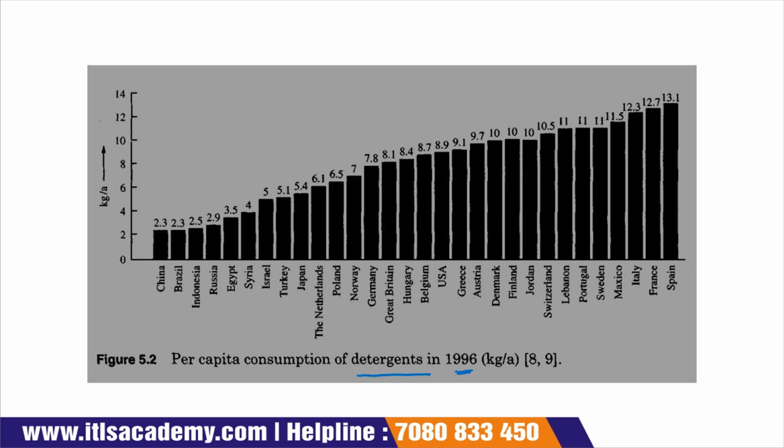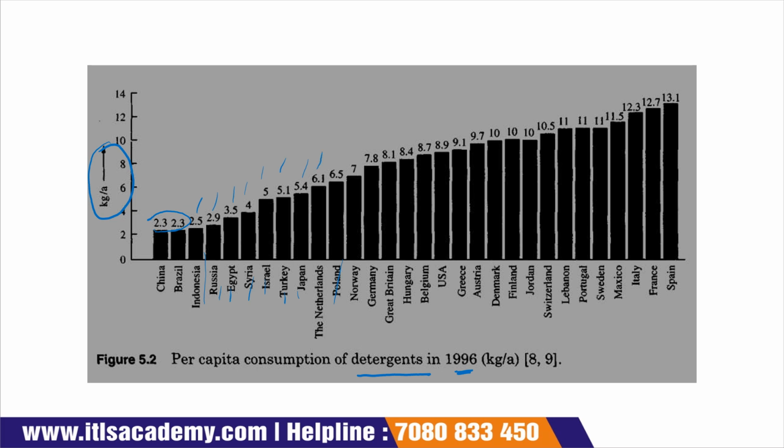So here you can see this is kilogram of detergent per year, and the graph increases. In China and Brazil, it is around 2.3 kilogram per year. But in Indonesia, it is 2.5. In Russia, 2.9. Egypt, 3.5. Syria, 4. Israel, 5. Turkey, 5.1. Japan, 5.4.